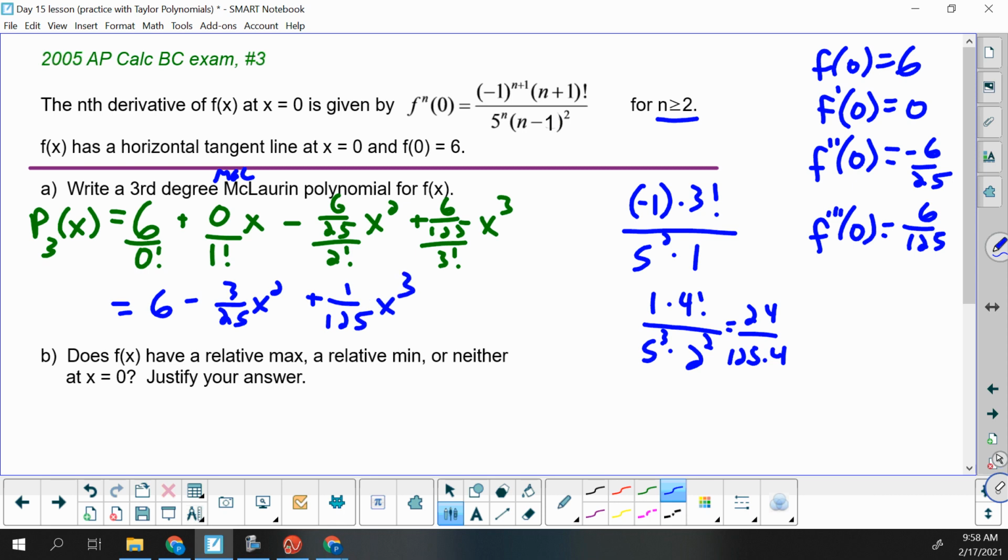And then the follow-up, do we have a relative max, relative min, or neither at x equals 0? Well, first derivative was 0. Second derivative was negative. So this means we've got a concave down section with a slope of 0, so we should have a relative max. So how we would justify this, we're going to say, just like we did in the last one, by the second derivative test.